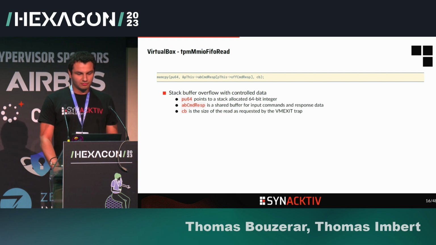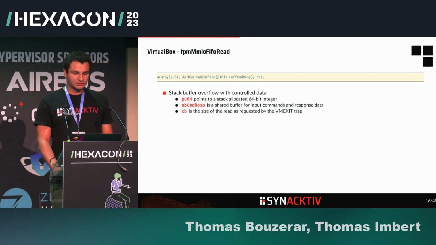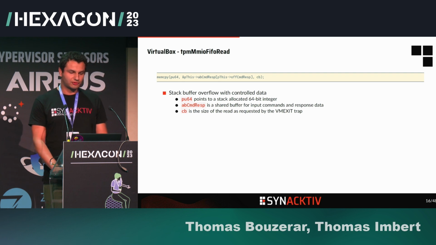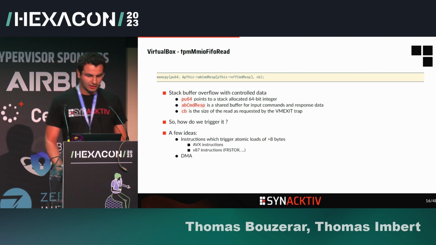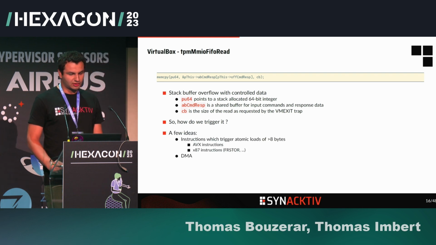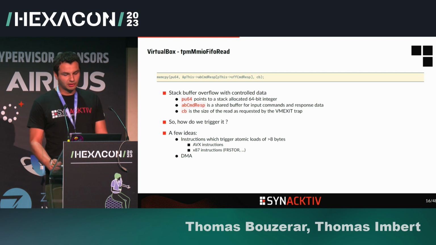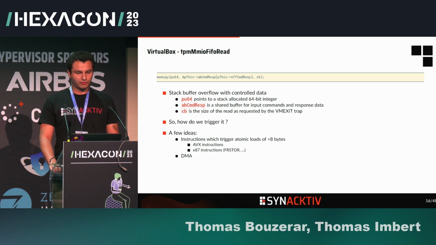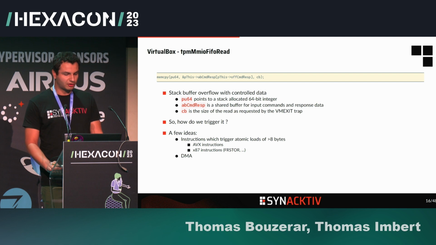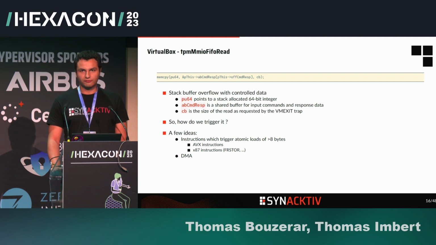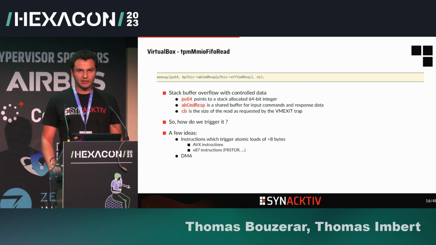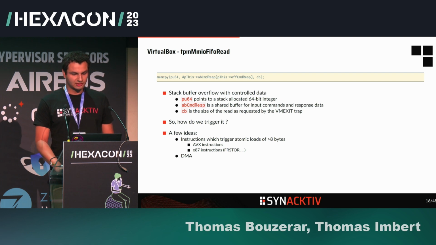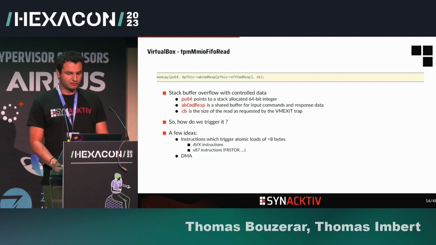So now we have to trigger this bug. So we have to control the CB value to make it more than 8 bytes. So how would we do that? Well, we had a few ideas. First, we have instructions which trigger atomic loads of more than 8 bytes. For example, AVX instructions or x87 instructions. frstor, for example, just pops an FPU state from memory, and it's quite large, so you can trigger a nice load in this MMIO region and trigger the overflow.